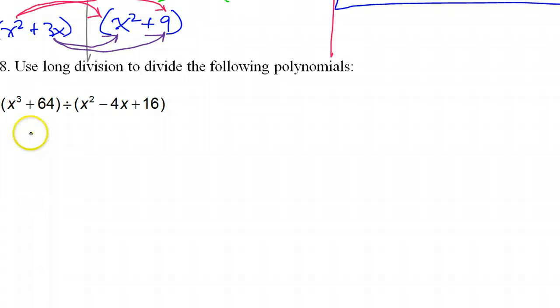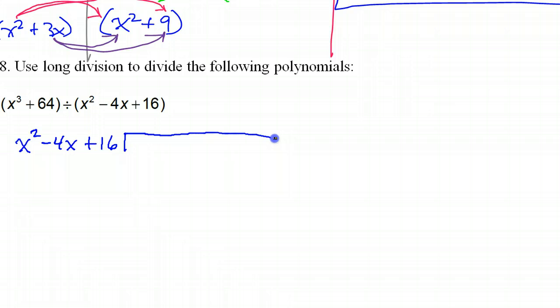This divided by this. So if I set this up properly, I will have x squared minus 4x plus 16, and then under the division symbol I will put this. But notice the missing terms. There's no squared term and there's no x term. So I will fill those in with 0 terms. So I will have, there's my x to the 3rd power, but here come 2 0 terms, so watch out for this.